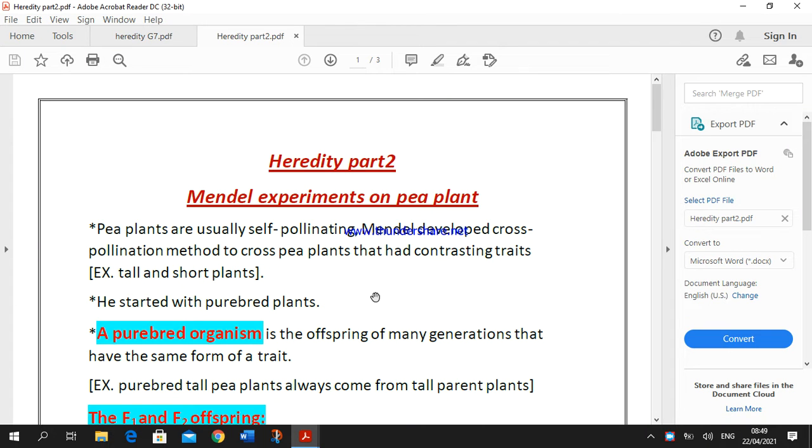Today we will talk about Mendel's experiments on pea plants. Okay? Mendel experimented with thousands of pea plants. Today, Mendel's discoveries form the foundation of genetics.